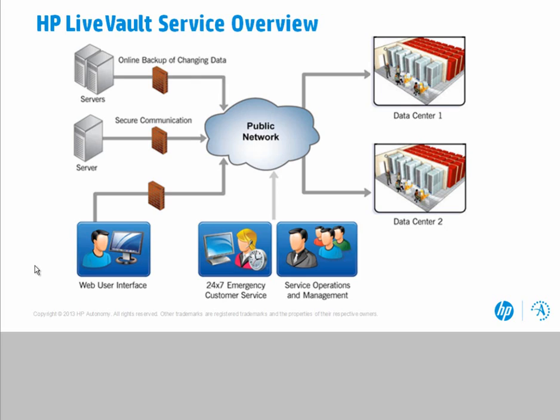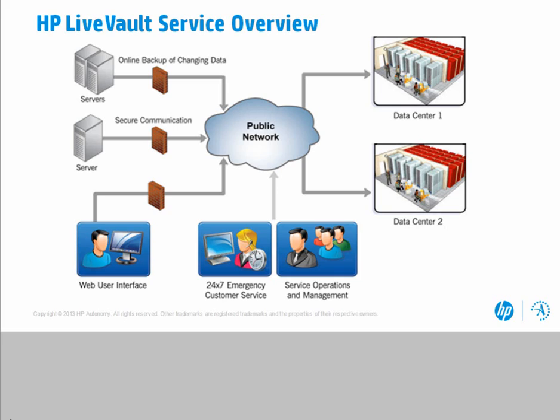And as you can see here on the right-hand side, we have mirrored data centers. So the agent is going to be sending the data to one or the other of our data centers, and then over our bandwidth, we are mirroring or replicating everything to a second geographically separated location. And high availability has been built right into the LiveVault software itself.